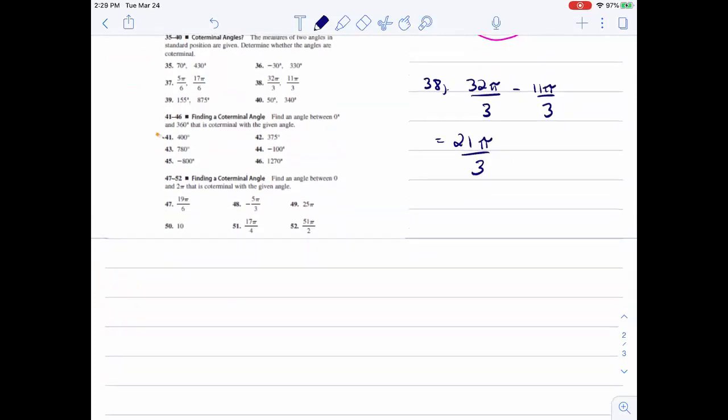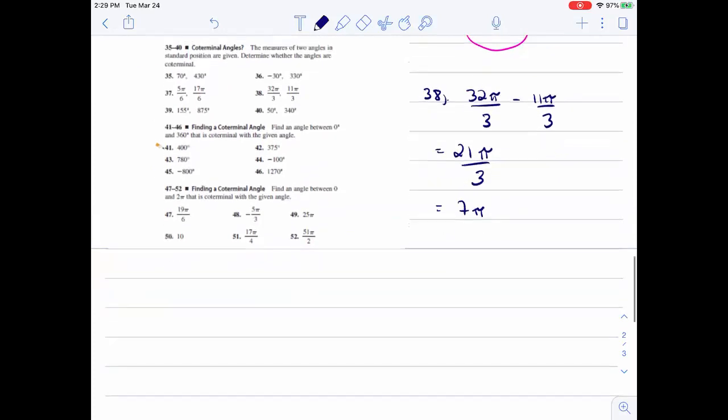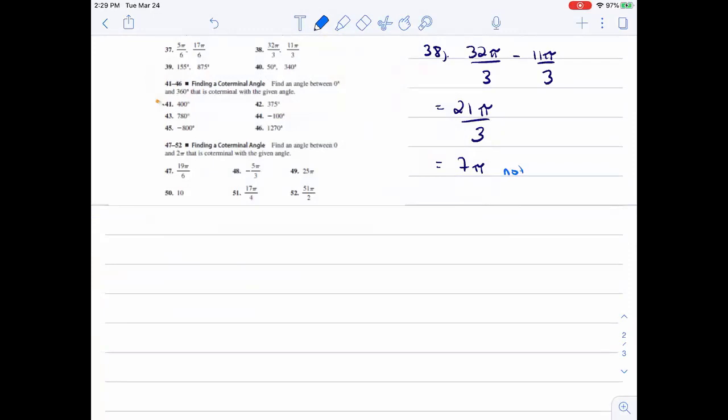And 21 pi over 3, so 21 divided by 3 puts me at 7 pi. So it's a difference of 7 pi. Well, that's not a multiple of 2 pi, is it? It's a multiple of pi, but not 2 pi. Not a multiple of 2 pi, therefore not coterminal.